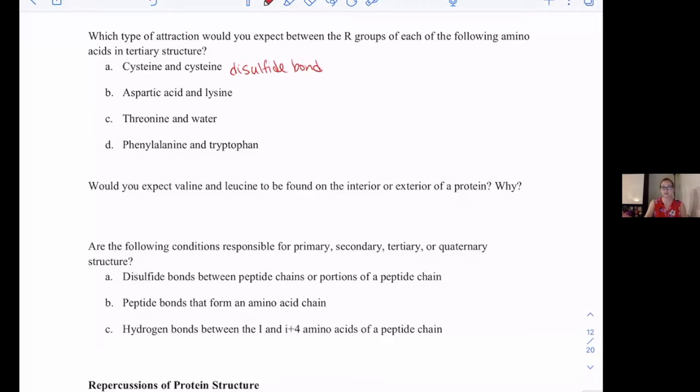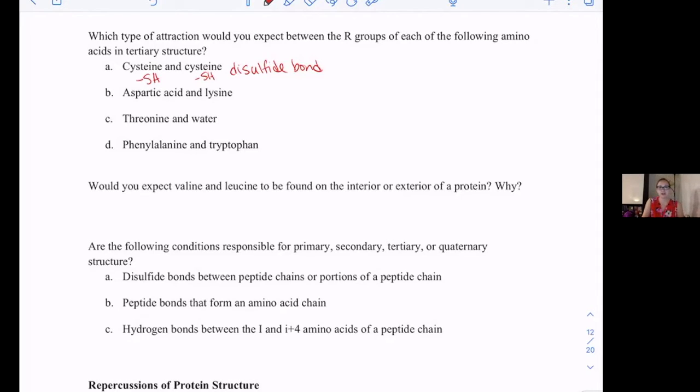To do these, your first step is going to be to identify what these particular amino acids are. So cysteine is the one with our thiol at the end. So these two thiols I know are going to form that disulfide bond. Okay, let's look at the next one.